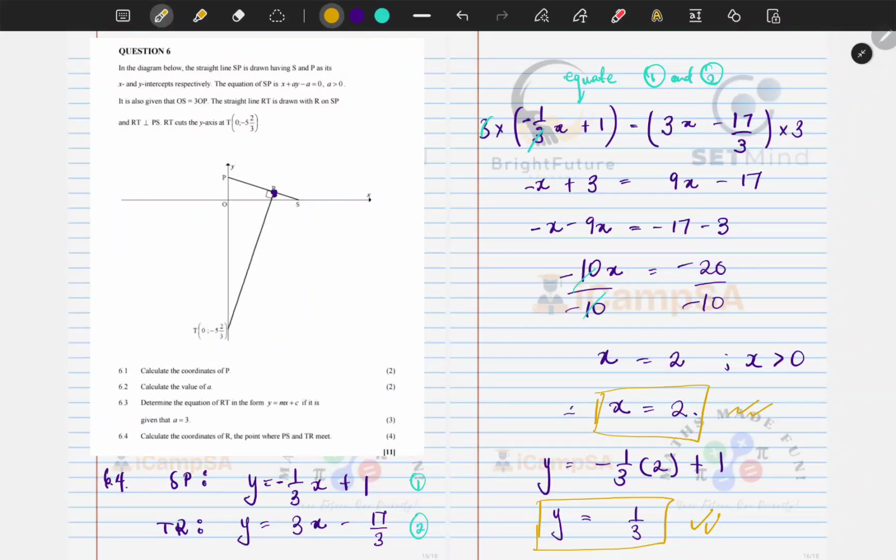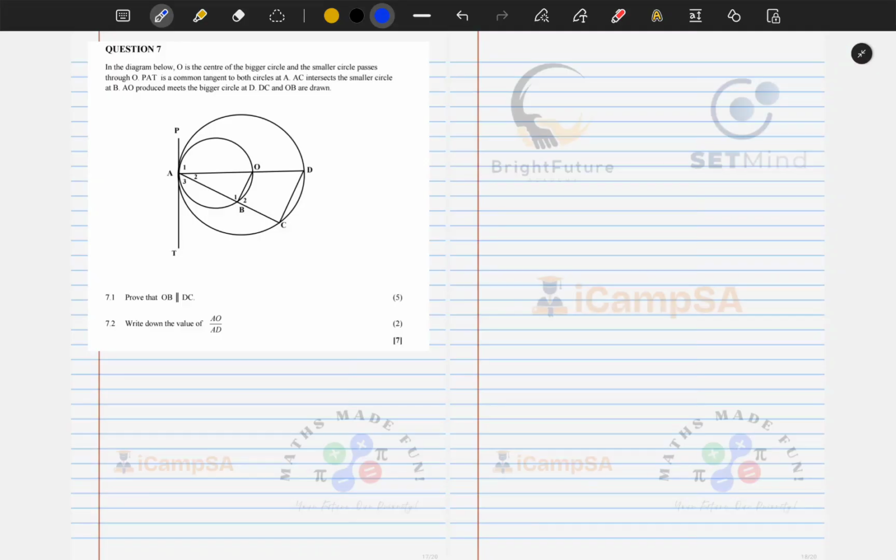Great. So now let's look at question 7. For those that noticed, thank you. If you did not notice, it's also okay, because at least we did manage to see where we made a mistake. So let's look at question 7 now.